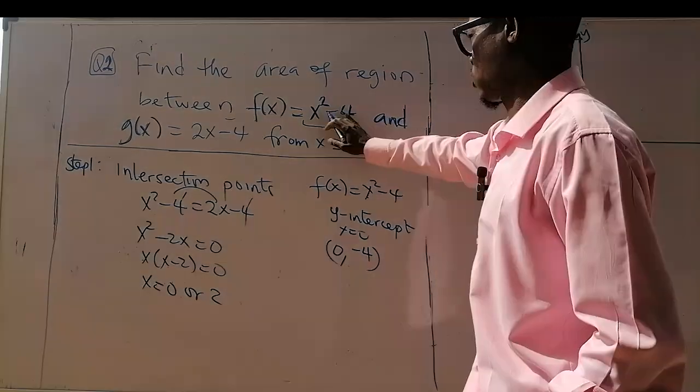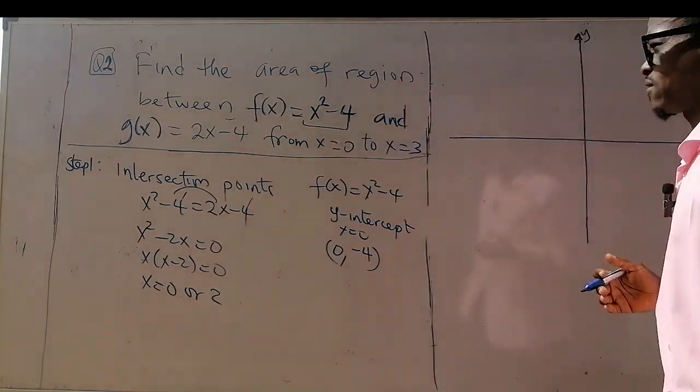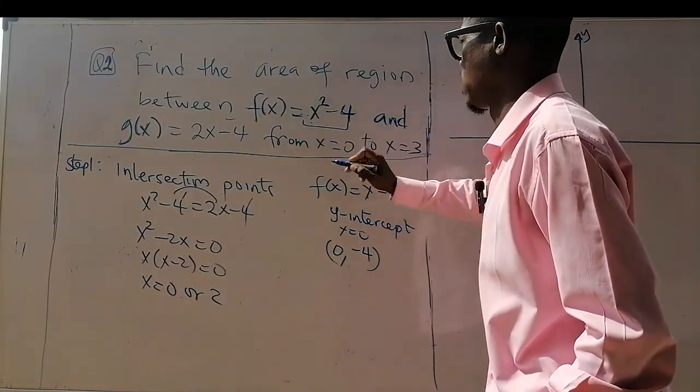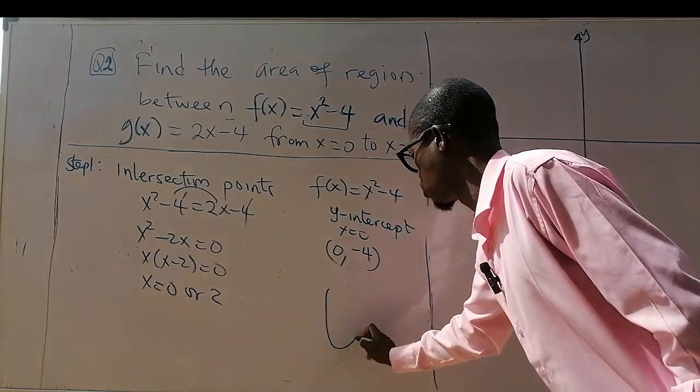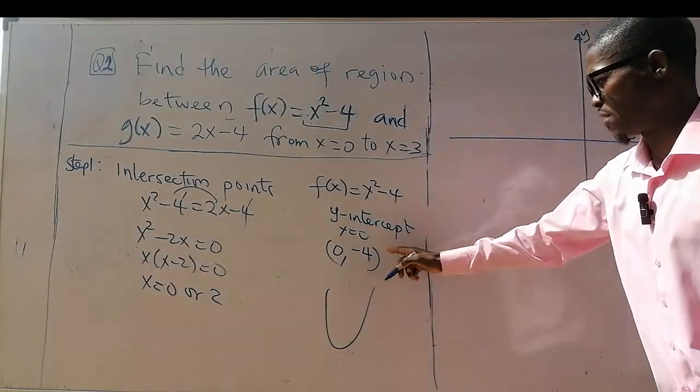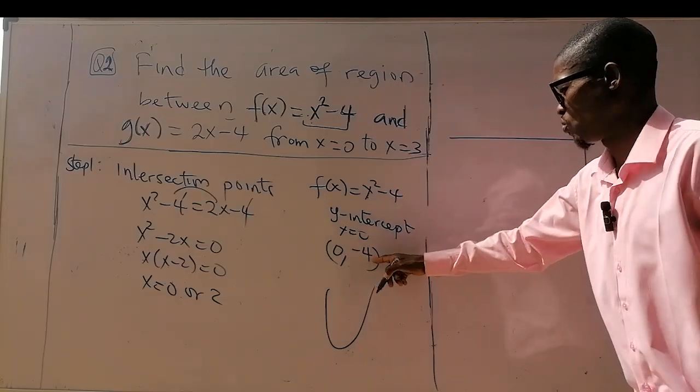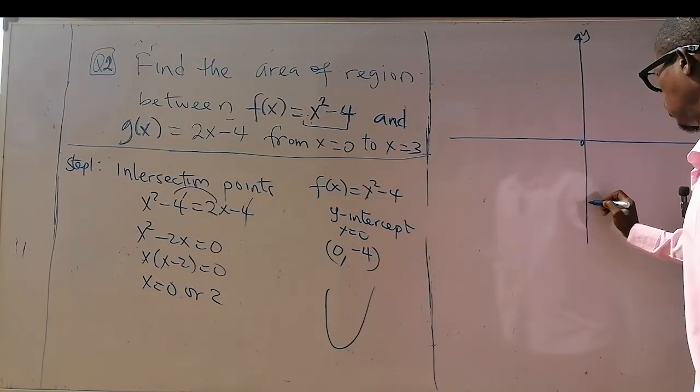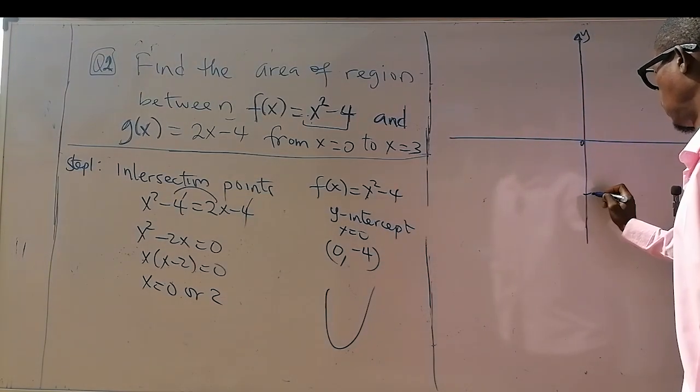For the first one, the quadratic graph, the coefficient of x squared is 1, so it's going to open up. It's going to be like this. But don't forget the y-intercept: when x is 0, y is minus 4. So that's 0, and we can make our minus 4 to be somewhere here. So that's my minus 4.